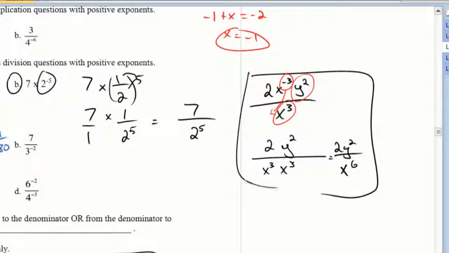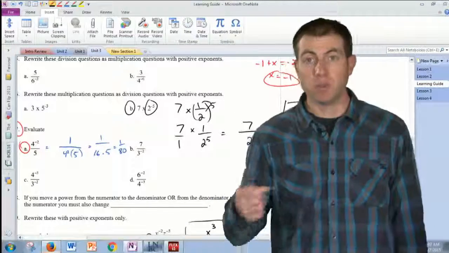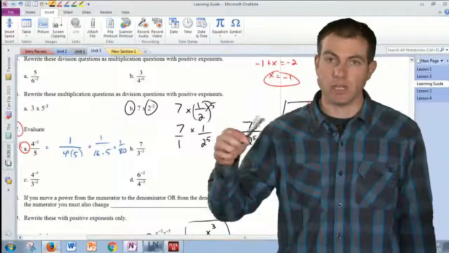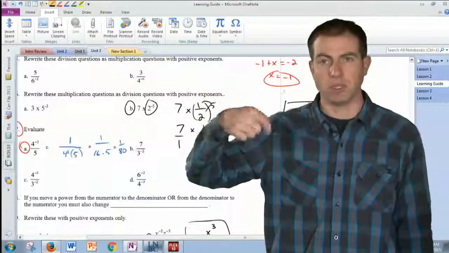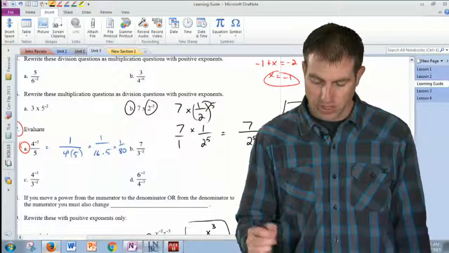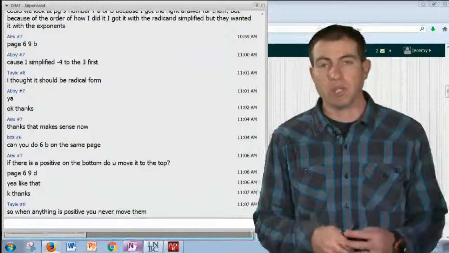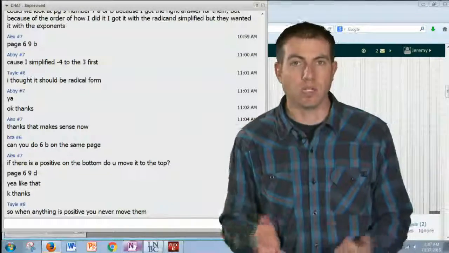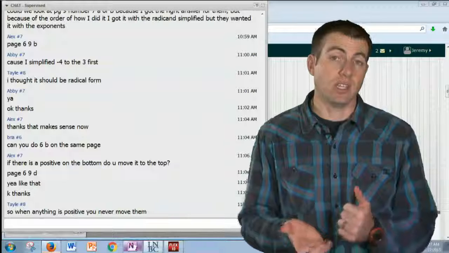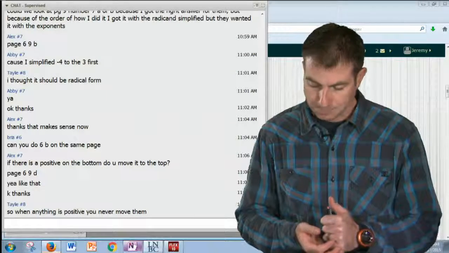3 plus 3. So yeah, if it's positive on the top or the bottom, you don't move it. The only reason we'd move something is because the exponent was negative. So we'd want to get it to a positive exponent, so we'd take the reciprocal. Yeah, so if anything's positive, that's just a good general rule. If anything's positive, we're not going to move it. It's happy where it is. It's a positive exponent. We're okay with dealing with positive exponents. We just want to get rid of the negative ones.